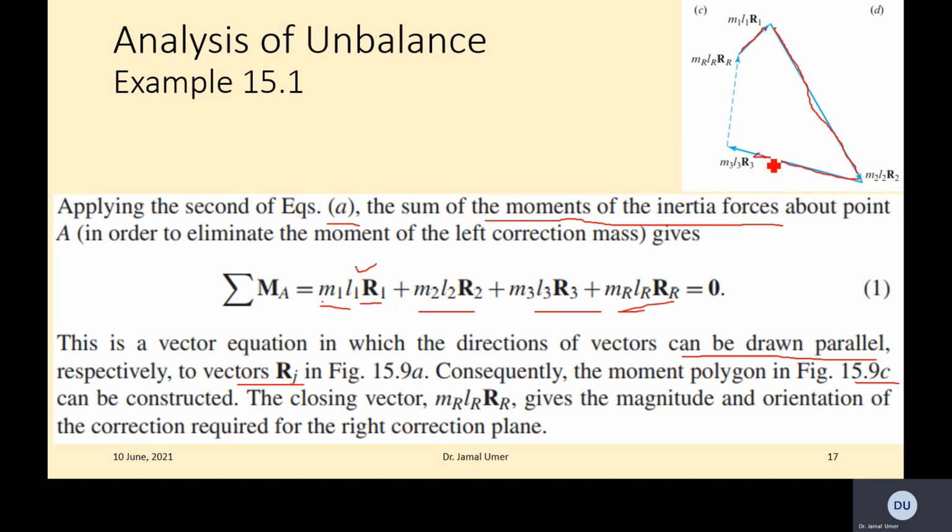Now to construct a polygon, I need to connect these lines head to tail. So we got this one, which is MR LR, satisfying this equation because the sum of all the vectors is 0. So what does it mean? They are all in one loop, in one polygon. So the resulting connecting line is basically this one, right? So that's the one which is giving me the length as well as the direction of this one, which will help us to find out what will be the correction on the left plane.